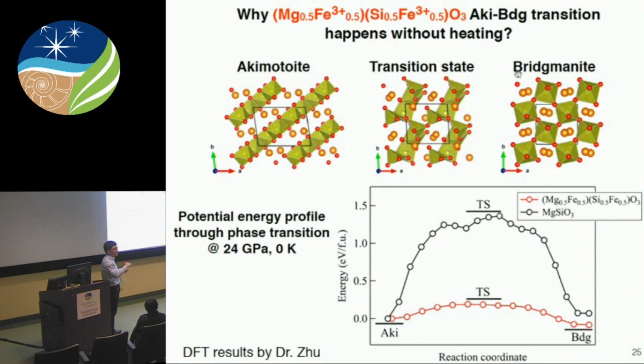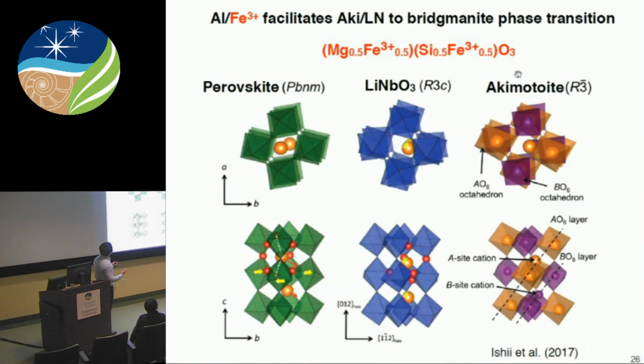So what Dr. Zhu does is to see how much energy it costs to go from the akimotoite structure to the bridgmanite structure and pass through a transition state. So he calculated both our composition and also the pure MgSiO3 composition. And what you can see is for the pure magnesium end member, it really costs a lot of energy. So that's why when you synthesize iron-free bridgmanite or bridgmanite with a little bit of iron, you always need heating. But for our composition, the energy is so low, so you don't need to really heat the sample. And by the way, for hematite or Fe2O3, you can also cold synthesize bridgmanite without any heating.